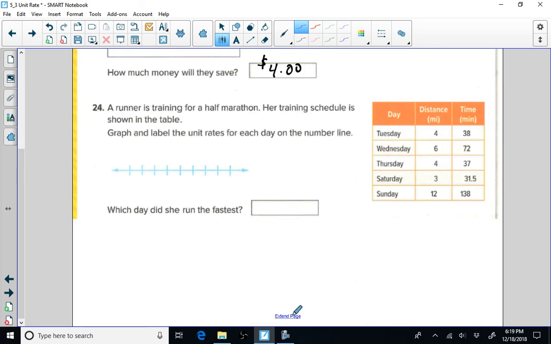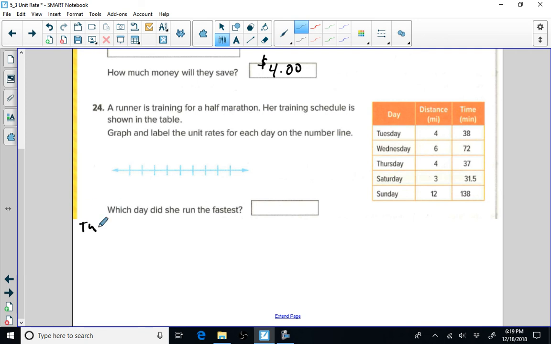A runner is training for a half marathon. Her training schedule is shown in the table. All right, here's our table. Which day did she run the fastest? Well, we're asked to graph and label the unit rates for each day on the number line. Let's first start by finding the unit rates for each day.